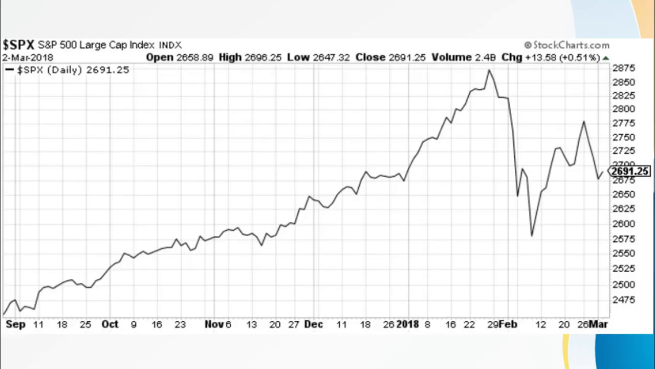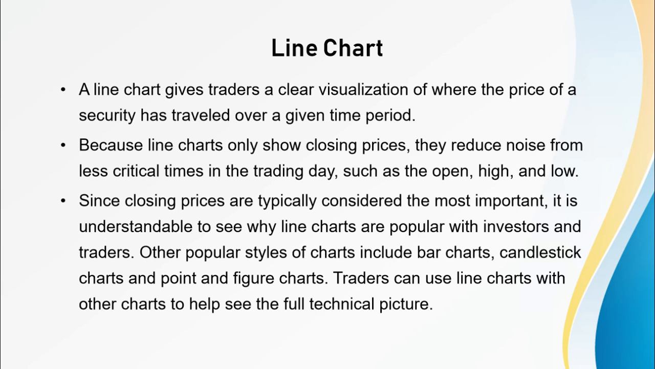So here is an example of a line chart which has been applied on the S&P 500 large cap index chart. This chart has been sourced from stockcharts.com. Here you can see how the line chart gives you a direct representation of how the market has moved over the time frame from September to March. So this is simple and easy to understand for the price history of the stock. A line chart gives traders a clear visualization of where the price of a security has traveled over a given period of time, as we have already seen.